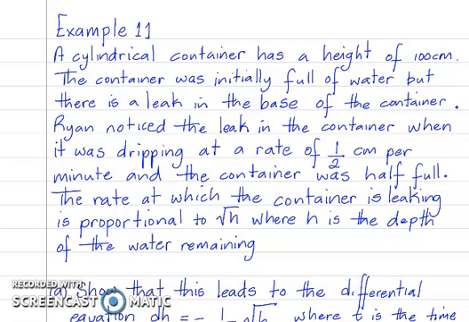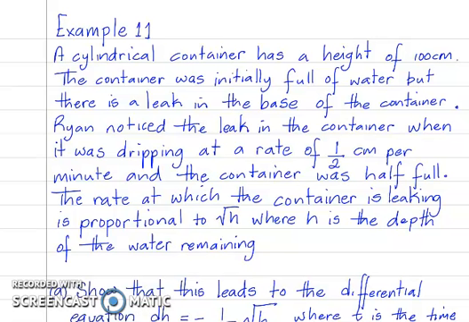Example 11. A cylindrical container has a height of 100 centimeters. The container was initially full of water, but there is a leak in the base of the container. Ryan noticed the leak when it was dripping at a rate of a half centimeter per minute, and the container was half full.